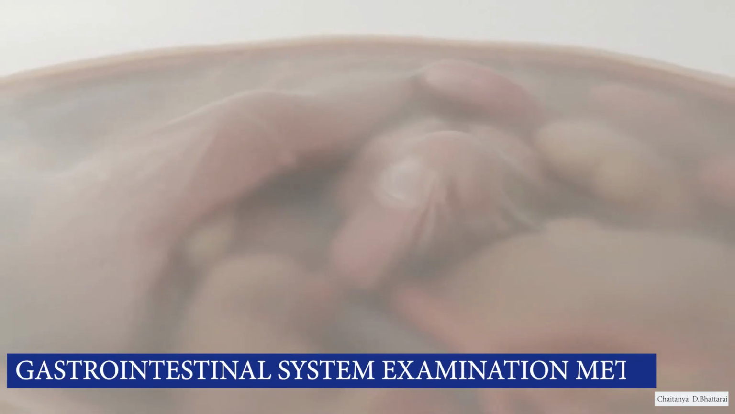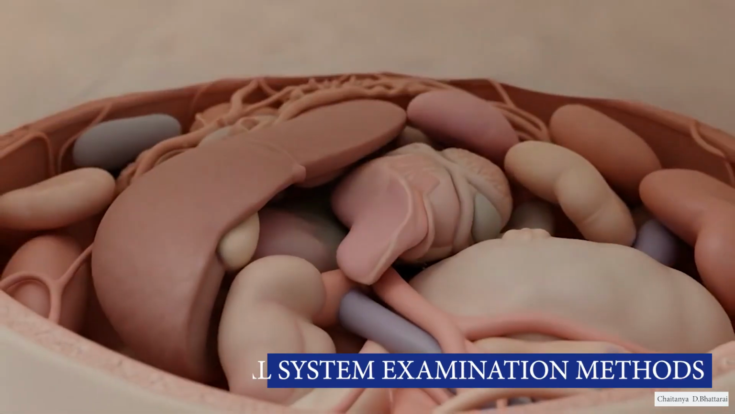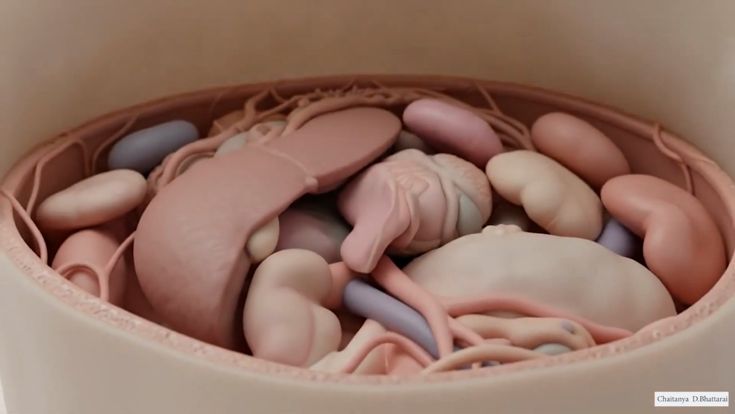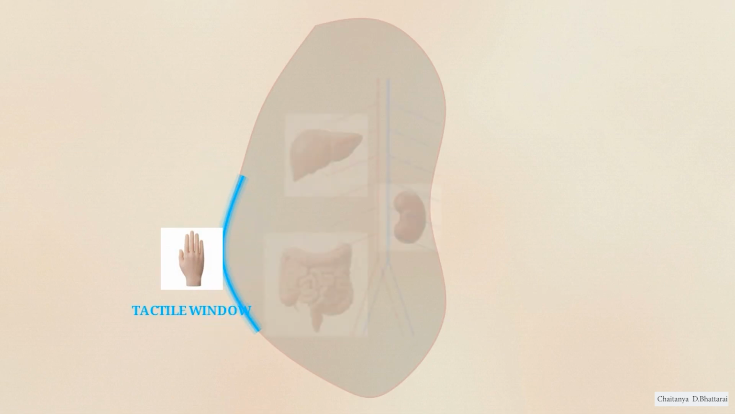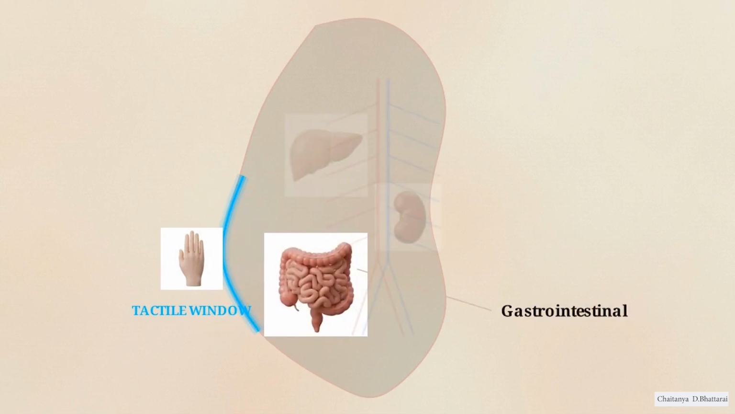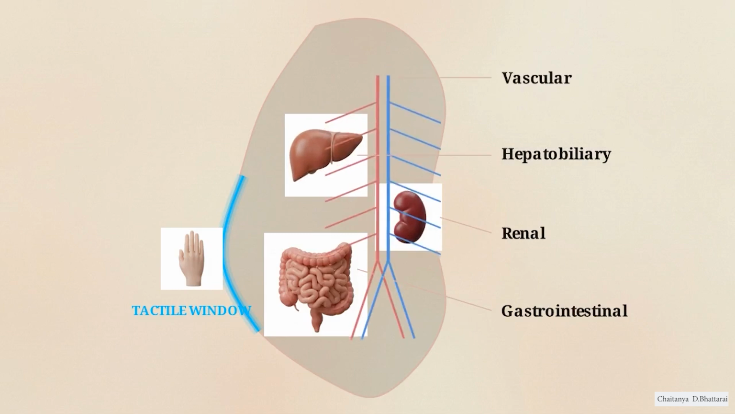If we zoom in and dive right past the skin, we enter a dense, tightly packed biological ecosystem. The abdominal wall is an exceptionally thin barrier. This anatomical quirk provides a direct, tactile window into the gastrointestinal, renal, hepatobiliary, and vascular systems.